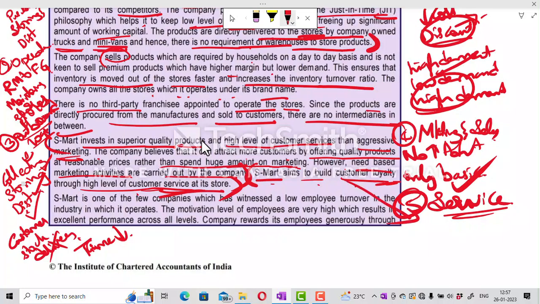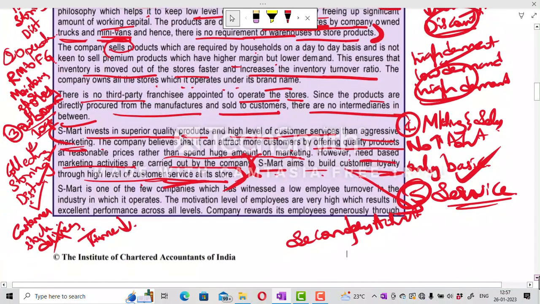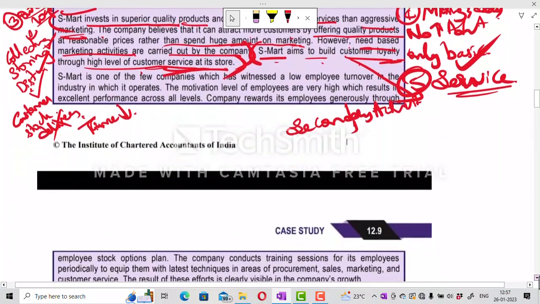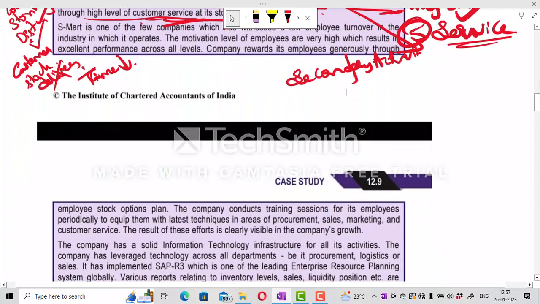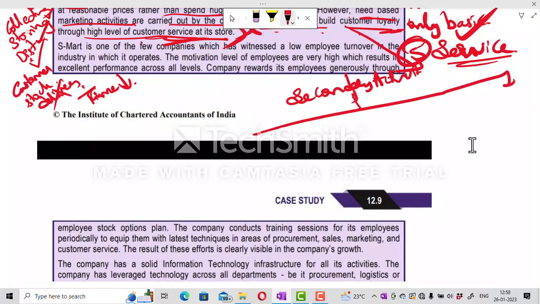Okay, we are done with primary activities. Now secondary activities. So there are again four secondary activities. Till now we have covered only the questions regarding primary activities. This is the first time we are covering secondary activity.